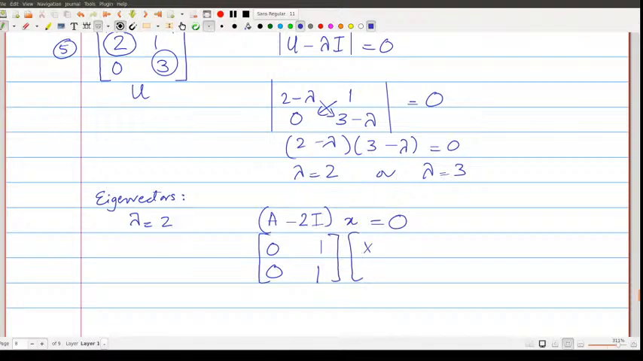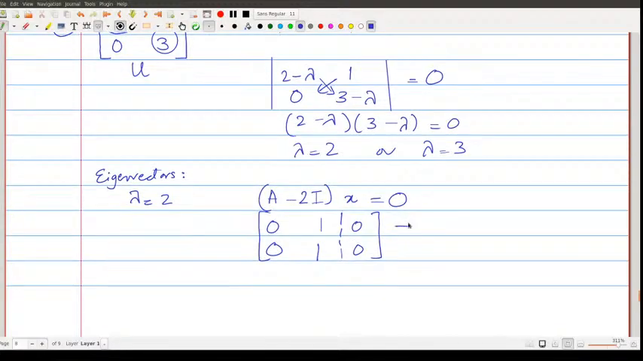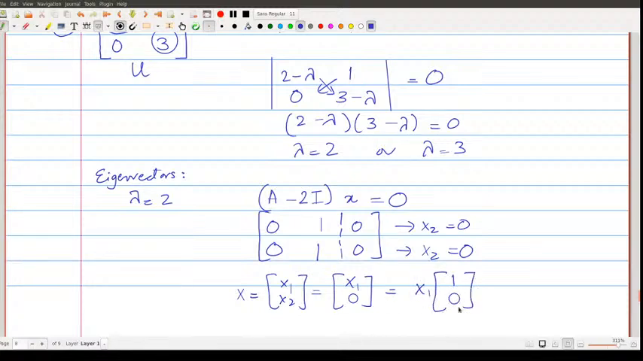Okay, x1, x2, let's augment this with the right-hand side, which is 0, 0, and let's see what these equations are. This equation is telling me x2 equals 0. This equation is telling me the same thing, x2 equals 0. So if I have x as x1 and x2, then the solution is really x1, 0. x1 is free, no pivot variable here, but x2 is 0. So I can just write this as x1 times (1, 0). So this is my eigenvector.